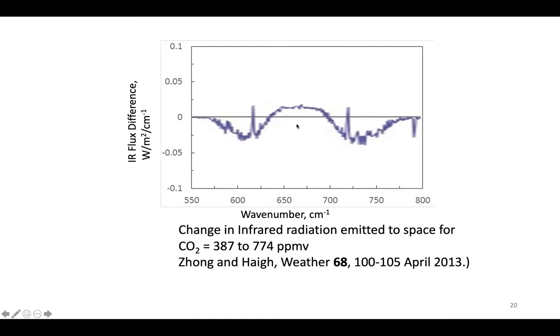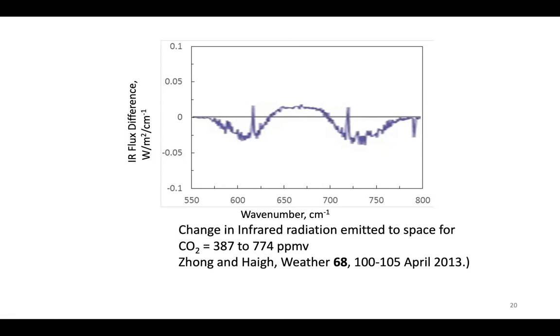You see there's more emission to space, it's positive, in the center of the spectrum, and there's less emission in the wings of the spectrum. And you can also see that the wings comprise a larger area than the center. So that means that the wings of the spectrum are more important in the global heating problem than the center. In other words, we get heating instead of cooling.